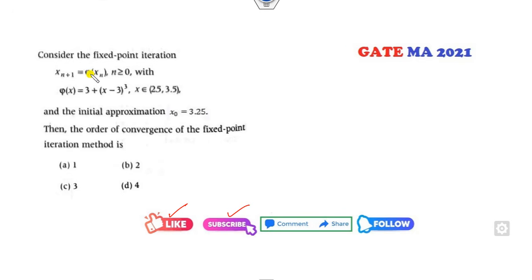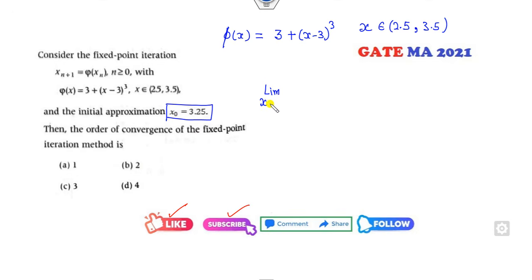Okay, consider the fixed point equation. Phi of x is 3 plus (x minus 3) whole cube, where x lies between 2.5 and 3.5. The initial guess is given as a positive number. Then the order of convergence: your target is to find the number such that |x_{n+1} minus the limit| over |x_n minus the limit| raised to power p is finite. Your target is to find p.